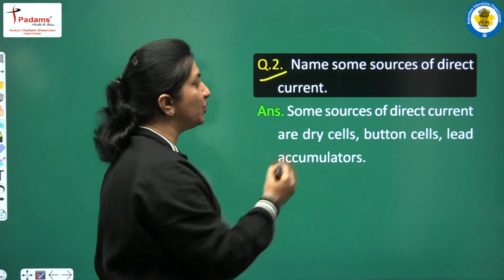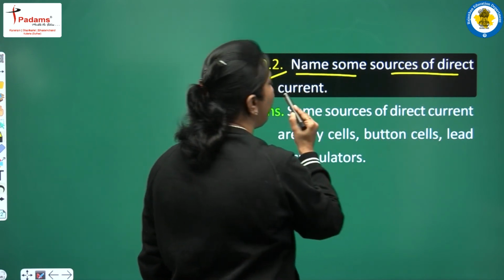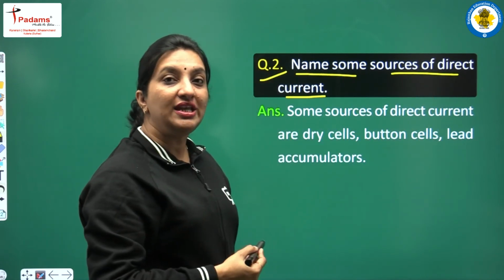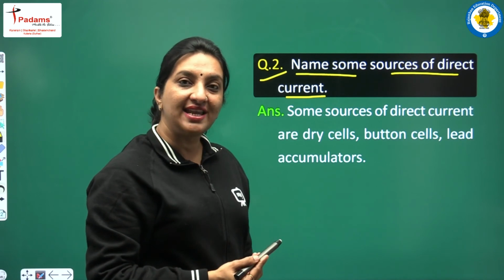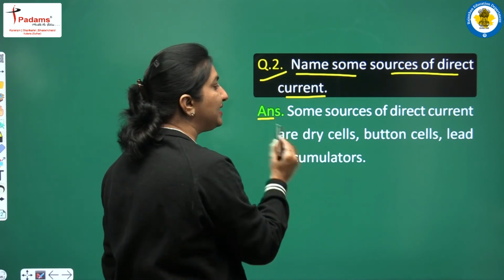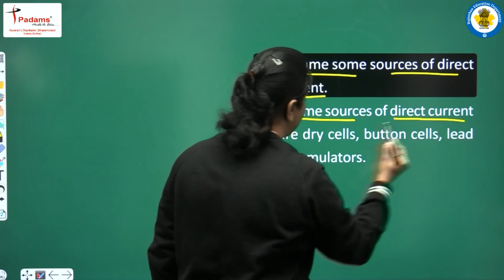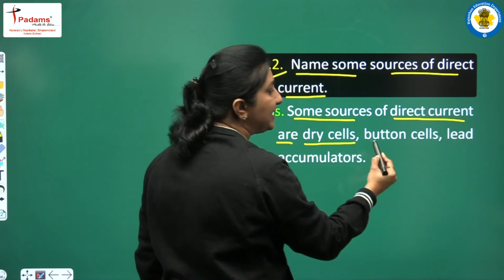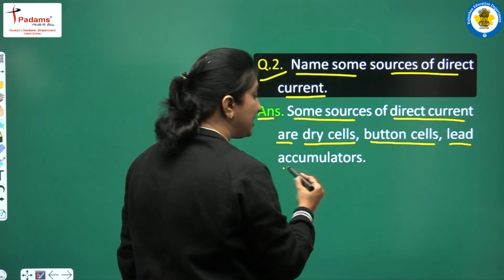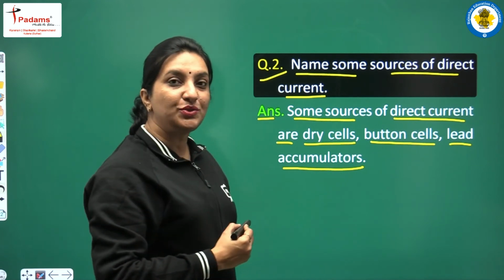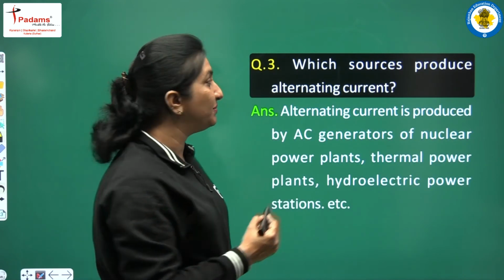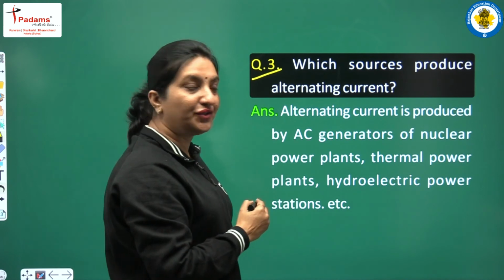Question number 2. Name some sources of direct current. Now we need to write the sources of direct current. So we will write the answer like this. Some sources of direct current are dry cells, button cells, lead accumulators. Right students, now let us see the next problem, which is question number 3.